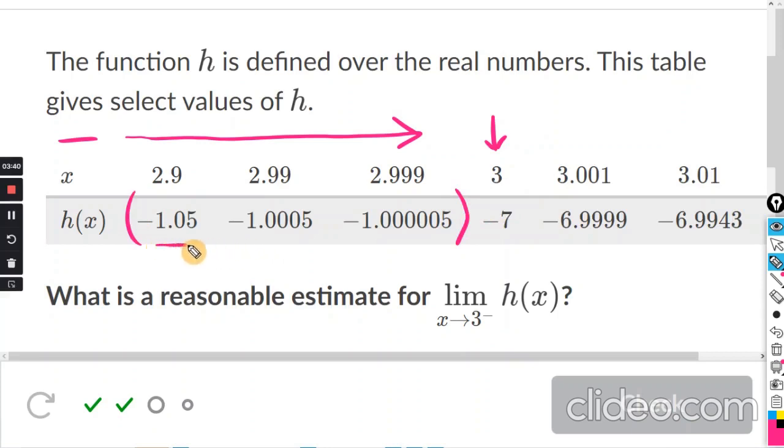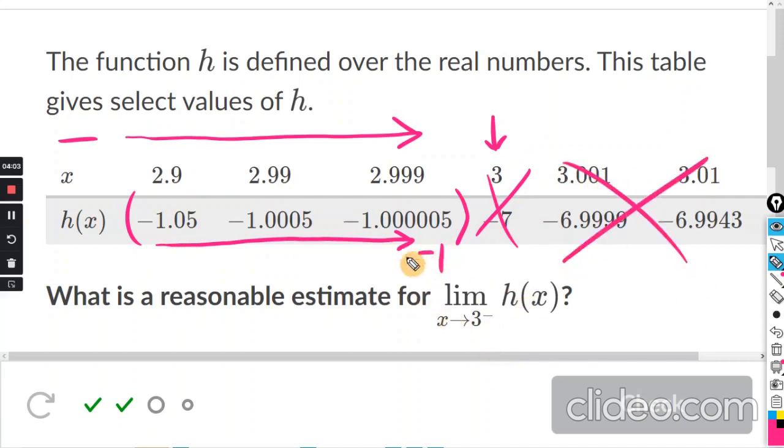As you can see, the direction it's headed, -1.05, -1.0005. It's getting closer and closer to -1. Never mind the fact that it's actually -7 at 3. We're not worried about that. We're worried about what it approaches, not what it is. We're only doing the negative side, not the positive side. So that's it. It approaches -1.